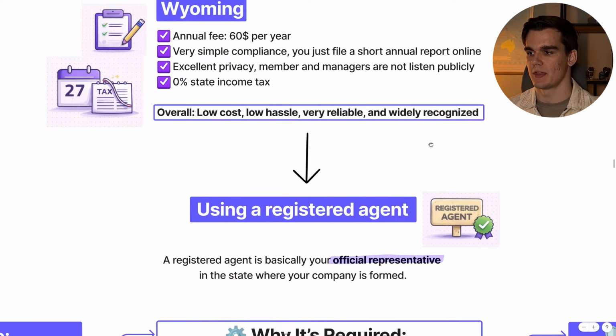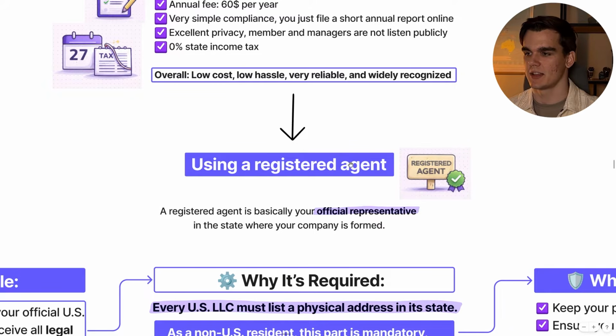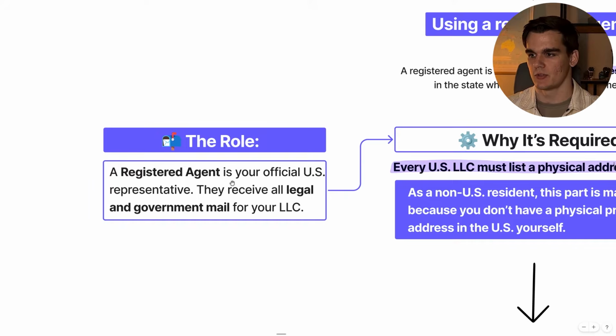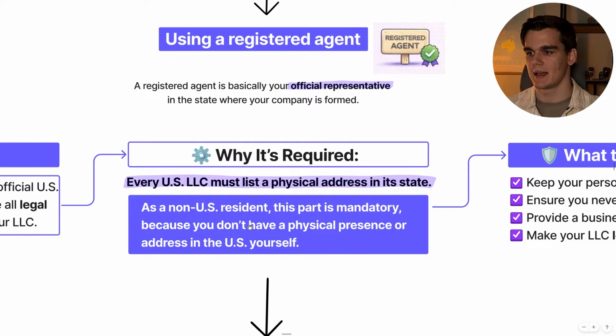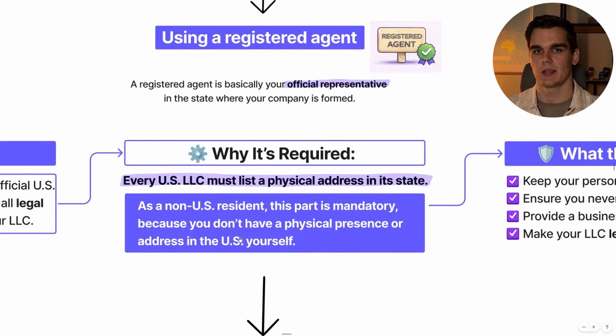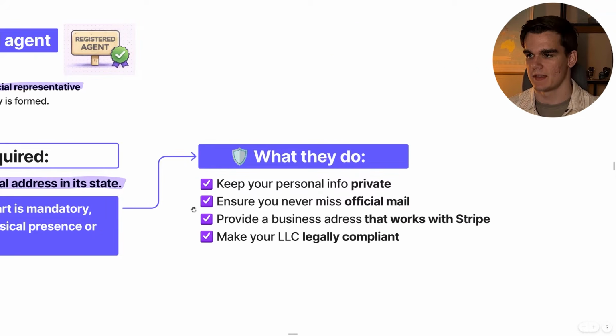And to form an LLC in the United States, we need to use a registered agent. And the registered agent is basically your official representative in the state where your company is going to be formed. Now the role of this is simply your official US representative, and they will receive all legal and government mail for your LLC. And this is required because every US LLC has to list the physical address in its state, and as a non-resident, this part is mandatory because you don't have a physical presence or address in the US yourself. And what they do, as I said, they keep your personal info private, they ensure you never miss official mail, provide a business address that works with Stripe, and make your LLC legally compliant.